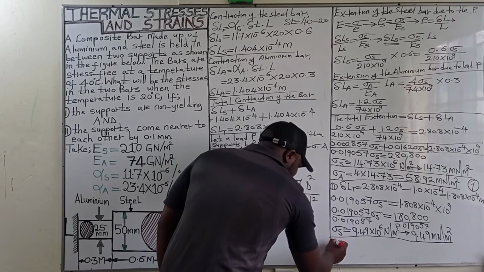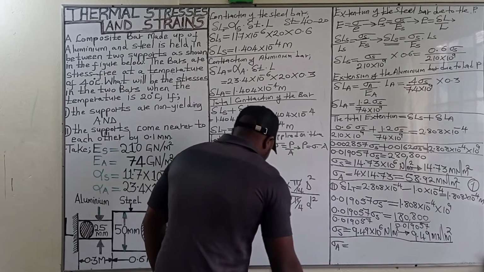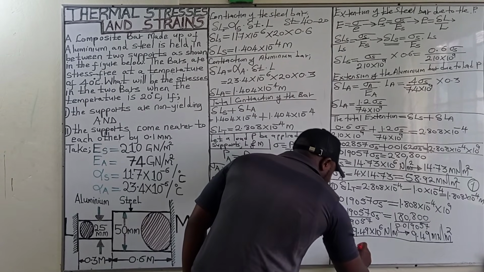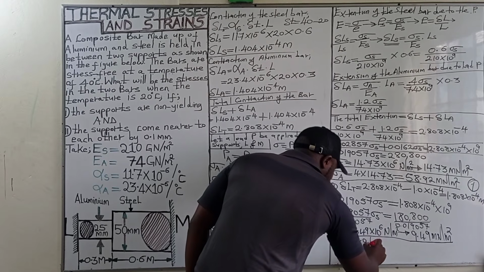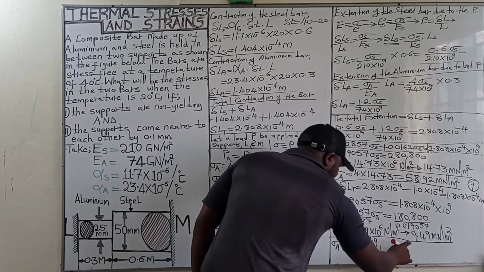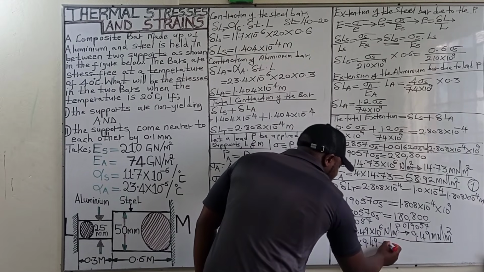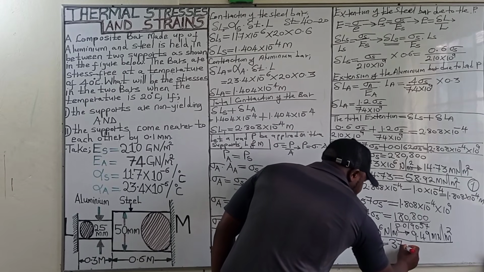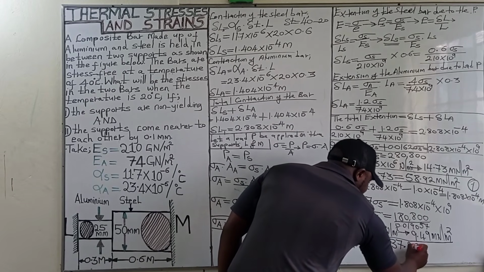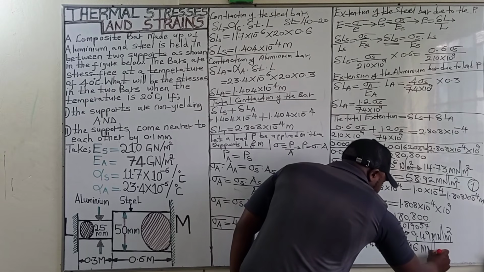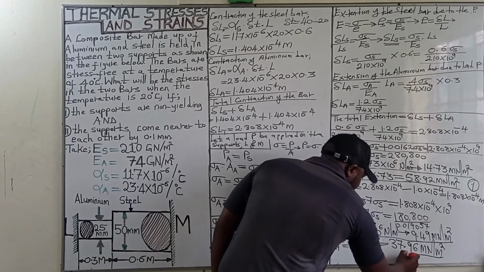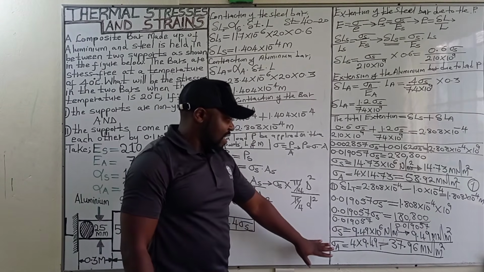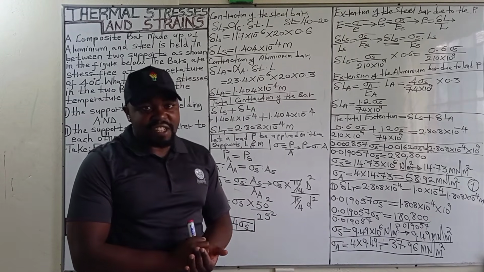On the other hand, the stress in aluminium is 4 times the stress in steel. So that is going to be 4 times 9.49 meganewtons per square meter, which is going to be 37.96 meganewtons per square meter. So we are through with this problem, and that is the solution for this question.